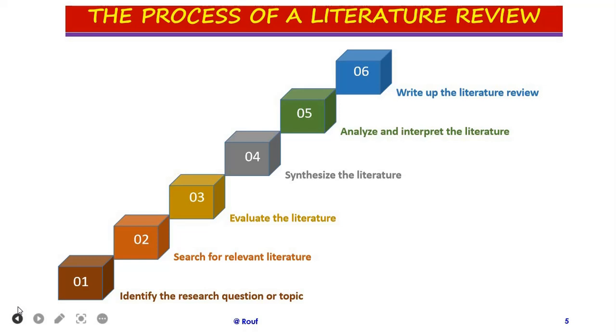After identifying relevant literature, you will need to evaluate it to determine its quality and relevance. This might involve reading abstracts or summaries of articles to determine if they are relevant to your research question. You may also need to evaluate the quality of research, such as the research method used, the sample size, or the source of the data. Then the fourth step is synthesize the literature.